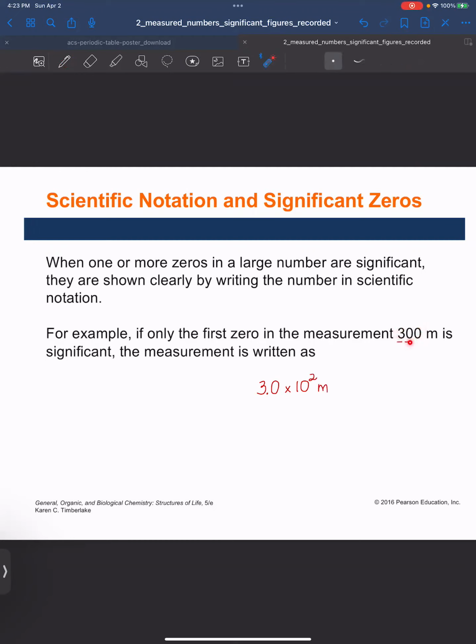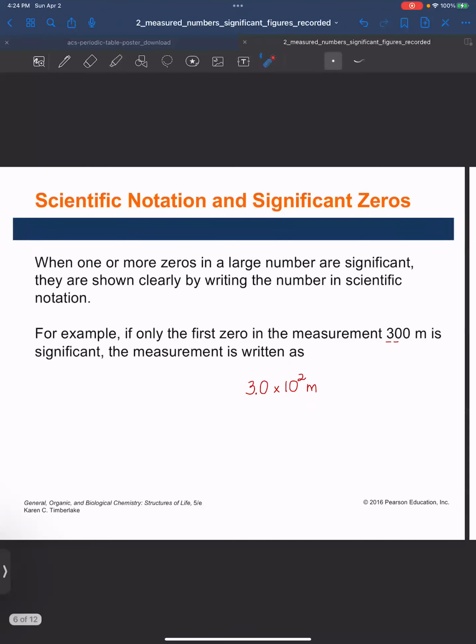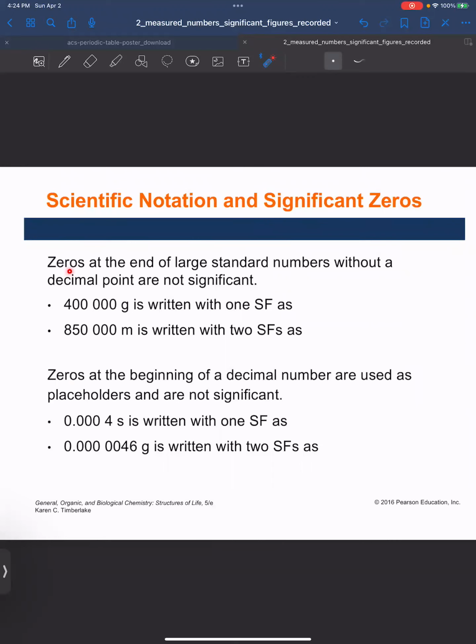If we were to report this value just as is, it indicates only 1 significant figure because trailing zeros with no decimal point do not count. But if we know our measurement should have 2 significant figures because it will indicate the precision of the measuring tool we are using, then writing in scientific notation is a way to get around that by including only 2 sig figs in the coefficient, because both of these numbers count as significant since it's in the coefficient. So remember that zeros at the end of large standard numbers without decimal points are not significant.